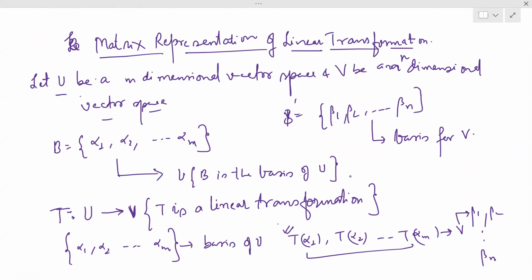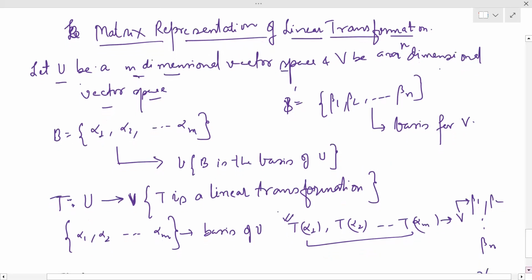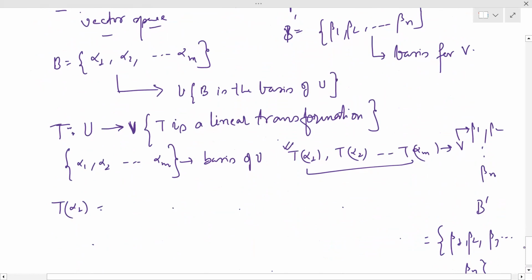Let U be an m-dimensional vector space and V be an n-dimensional vector space. Now, if T is a linear transformation from U to V, where U is an m-dimensional vector space and V is an n-dimensional vector space. So let T be a linear transformation from U to V.